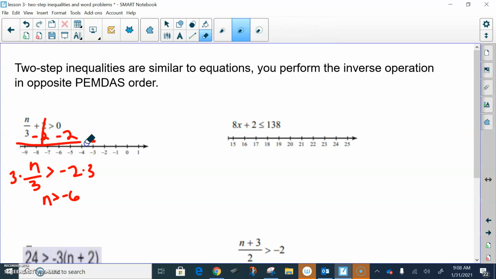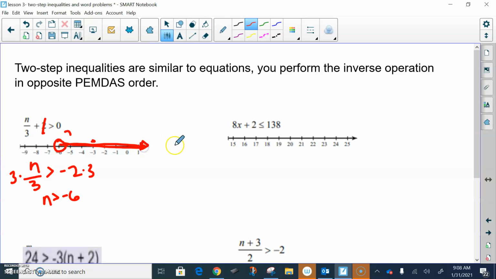So let's go ahead and graph that. We're going to go to negative 6. We're going to put an open circle because it's not equal to, and we're going to shade the way it's pointing, which is the right. We want n to be greater than negative 6.